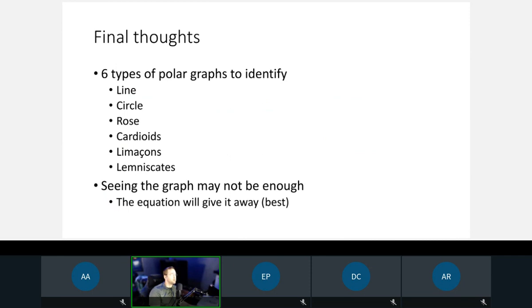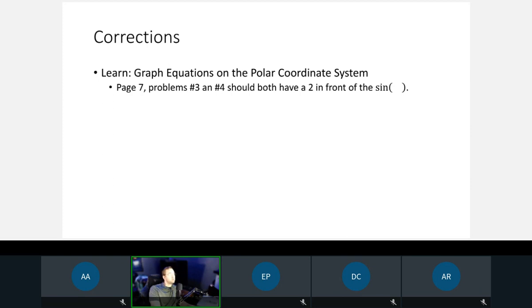All right, final thoughts. Again, there are 6 types: line, circle, roses, cardioids, limaçons, and lemniscates. Like I've said multiple times now, don't trust the graph. The best way is to look at the equation. It's a giveaway.